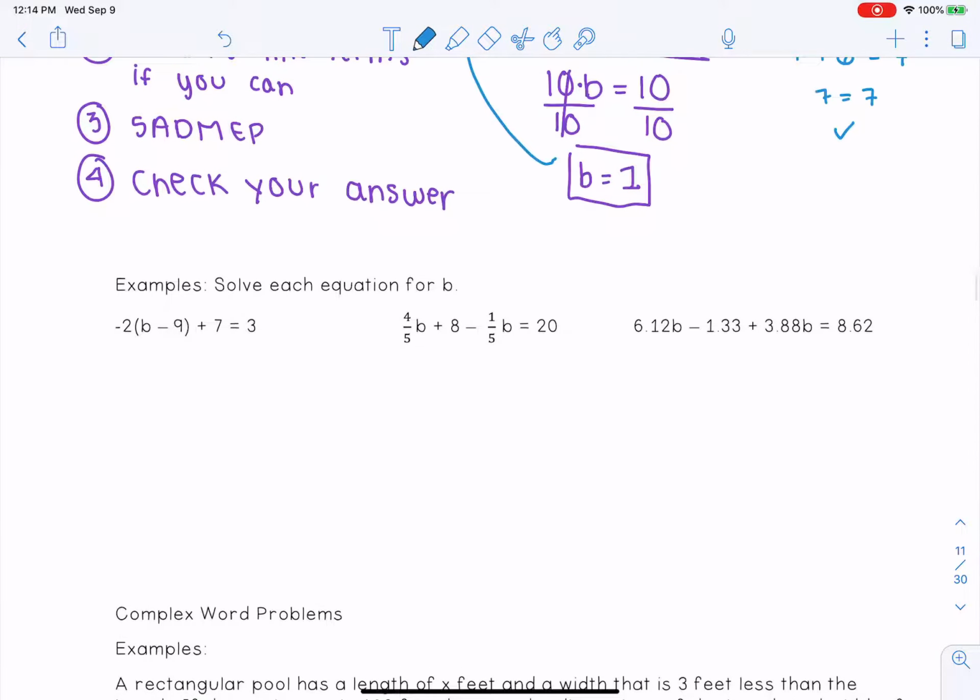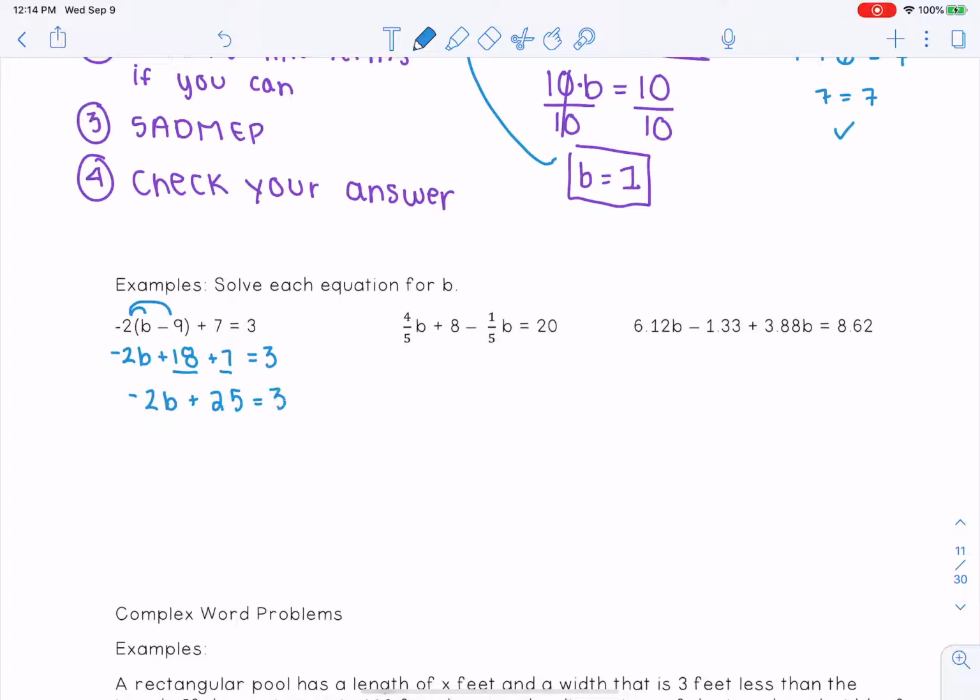So in these examples, let's try to solve each equation for b. Remember, our first step is to distribute if you can. In this first example, I need to distribute right here. So negative 2 times b is a negative 2b. Negative 2 times negative 9 is a positive 18. Plus 7 equals 3. Now let's combine like terms. This 18 and 7 are like terms on the same side. So I'll say 18 plus 7, well that's 25.